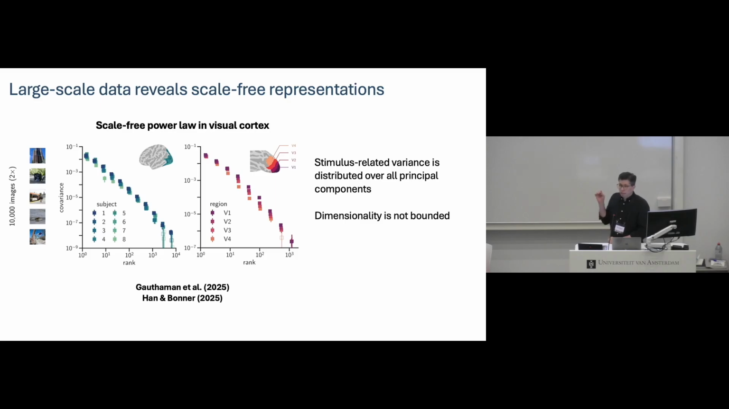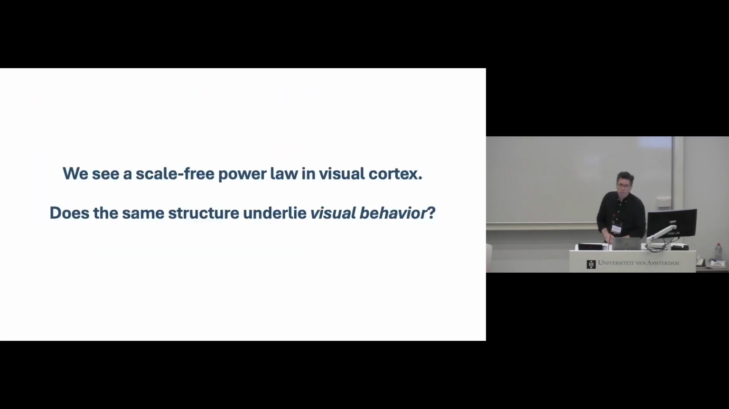We see this power law in a way that's remarkably consistent across every subject that we look at. We see it in every visual brain region that we've tested and across multiple data sets. And it suggests that this structure is revealing something fundamental about how visual cortex represents natural images. And so we've been wondering, we're seeing this power law in the brain, does it have any implications for behavior? For example, can we see evidence of power laws in mental representations of natural images? And so that's the question that we were going after in the project that I'm going to show you today.